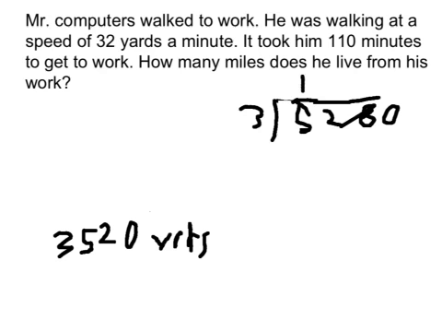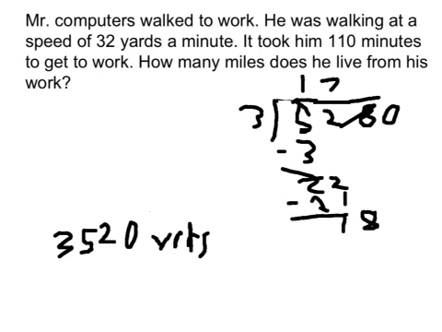3 goes into 5 one time, so 5 minus 3 is 2. Goes into 22 7 times, 21 minus 22 is 1. Goes into 18 6 times, and then you have nothing left over, and it goes into 0 0 times. So 1,760 yards are in a mile.